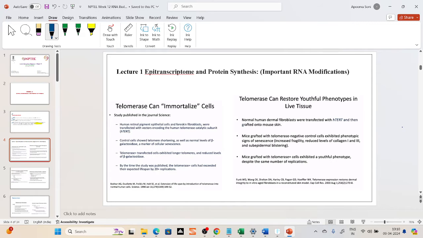with HTERT. What is HTERT? Here it is written, human telomerase catalytic subunit. Okay. And then what they could observe was that mice grafted with telomerase positive cells exhibited a youthful phenotype despite the same number of replications. Okay. So telomerase can immortalize the cells. Telomerase can restore the youthful phenotype.